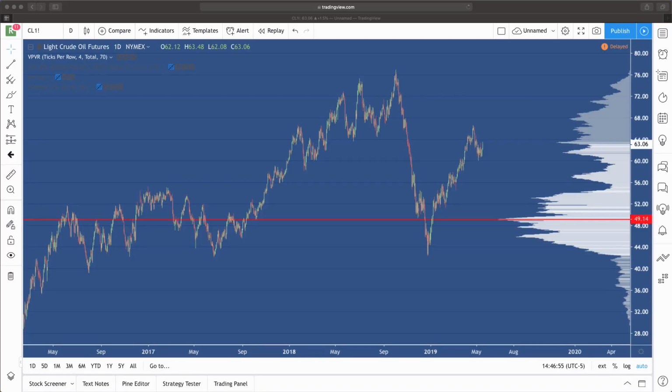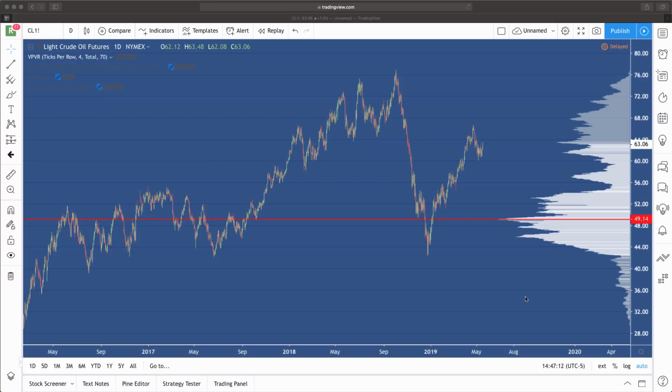Today I want to give you a quick lesson on volume profile because it's the indicator I use more than anything else, and I get a ton of emails and questions and comments about what is it and how do I use it. So today I'm going to give you a brief lesson on how to use volume profile to identify better entry and exit targets for your trades.